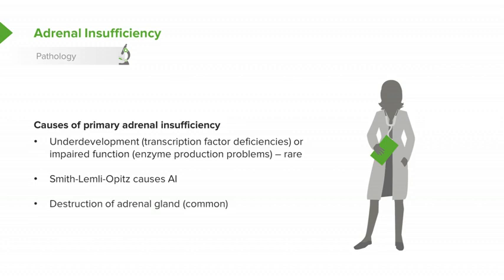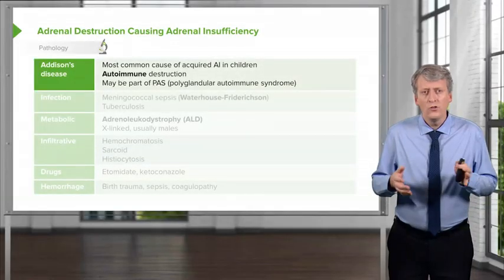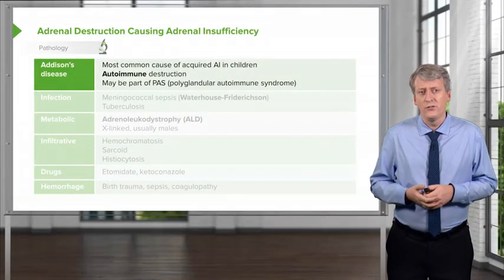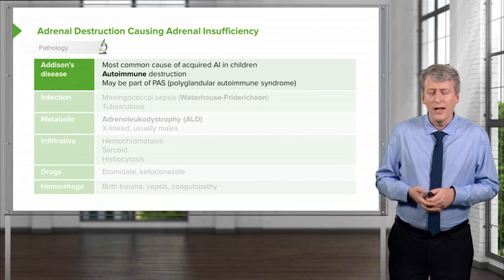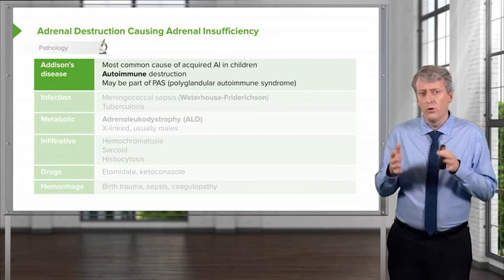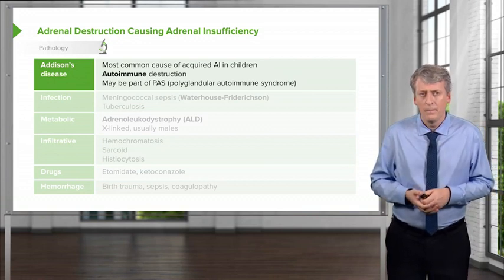Also, patients more commonly can have a destruction of the adrenal gland. That's an example of, say, Addison's disease. So there are lots of conditions that can cause destruction of the adrenal gland, and I want to go through them here because it's important to understand the differences between them.